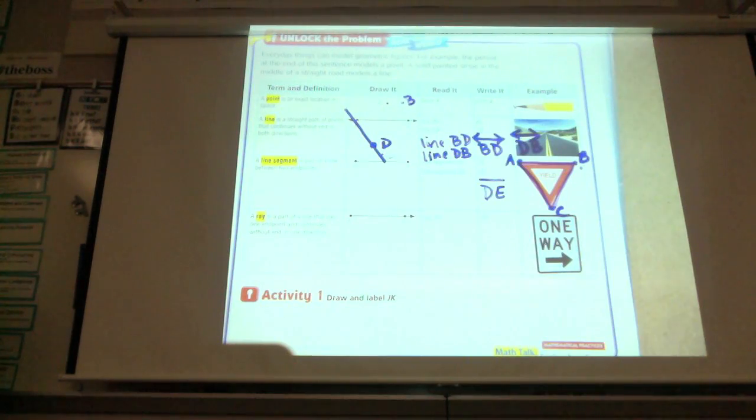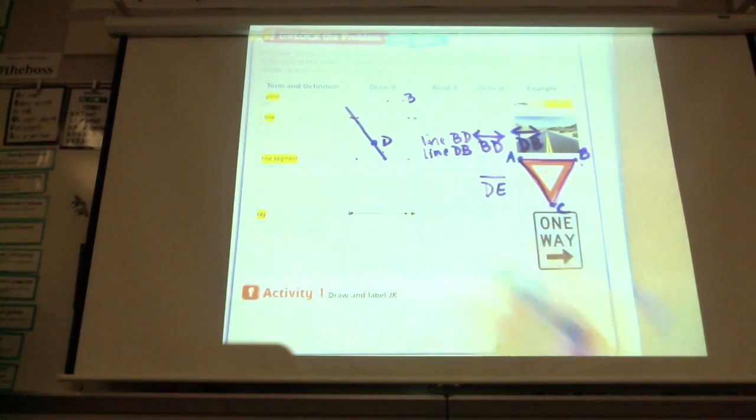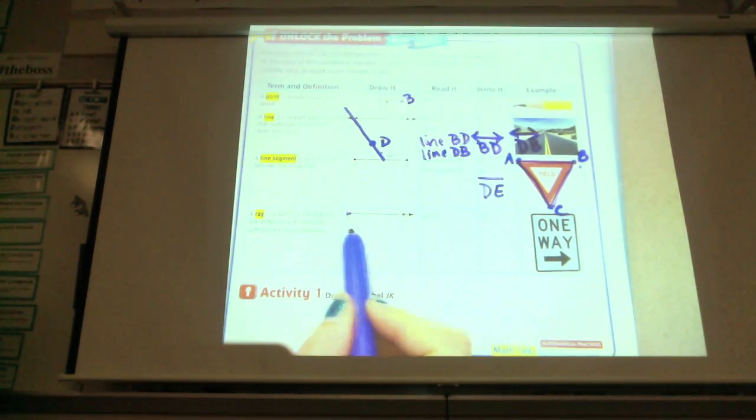All right, a ray. A ray is a part of a line that has one end point and continues without end in one direction. So it starts here and then it goes on forever, infinitely. So it's kind of like a combination between a segment and a line. So it starts here and then it goes on forever from G. Okay, so here's the difference with this one. When you call it by its name, it can only be FG.